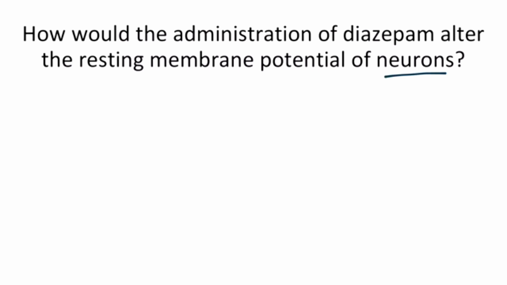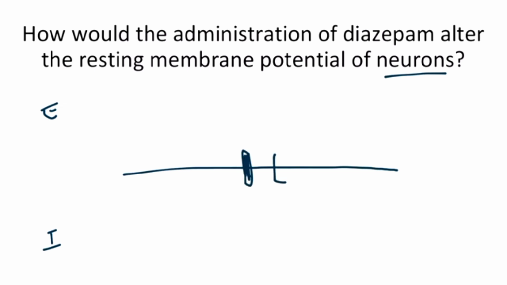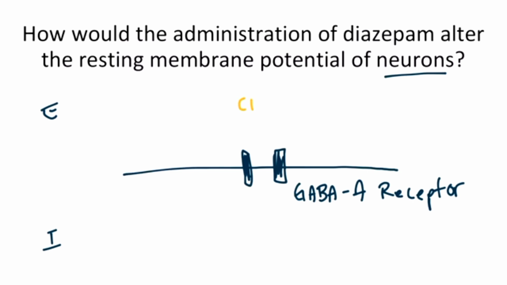Let's draw this out to make things clear. This will represent the cell membrane, this will be the extracellular space, and this will be the intracellular space. Neurons have GABA A receptors, which I'll draw right here. These receptors facilitate the passage of chloride ions from the extracellular space into the intracellular space, like this. This occurs when GABA binds to the GABA A receptor. So we'll draw GABA. Diazepam is a specific type of benzodiazepine, and benzodiazepines are a specific drug class that can be used to treat seizures.